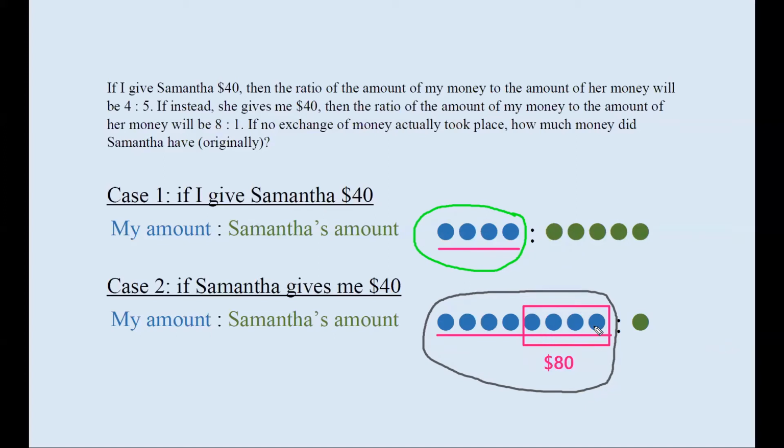If 4 circles represent $80, 1 circle will represent $20 because 80 divided by 4 is 20. So I can go back and say this must represent $20. Again, I'll repeat that: 80 divided by 4 is 20, so each circle represents $20, so that means this is $20.